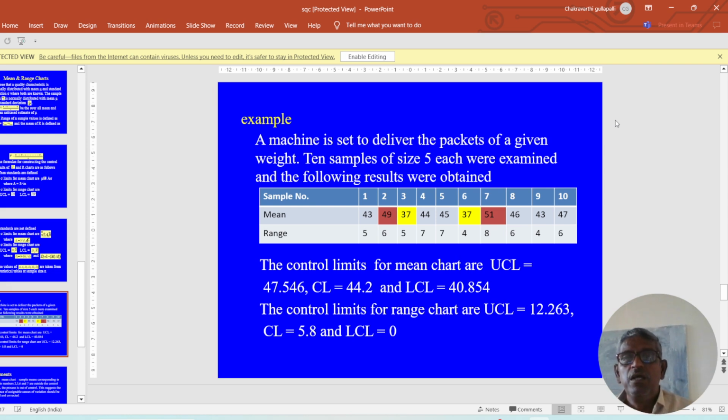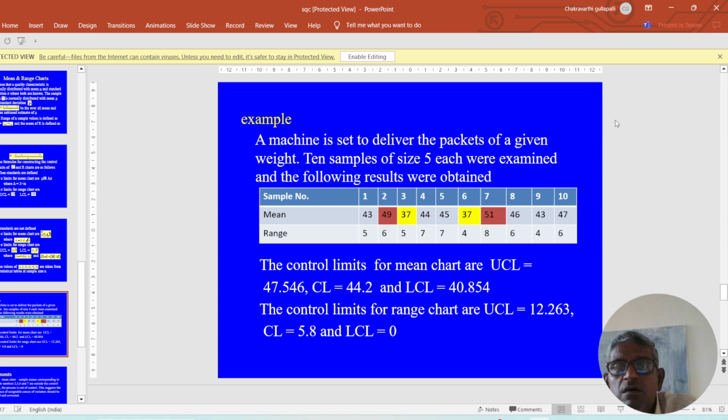Let us take a simple example. We are taking 10 samples, each sample consisting of 5 observations. I am not giving you the entire 50 observations, because each sample has 5 and I am taking 10 samples, so overall 50 observations. I am providing only their mean and range values. The first sample mean is 43 and range is 5, like that.